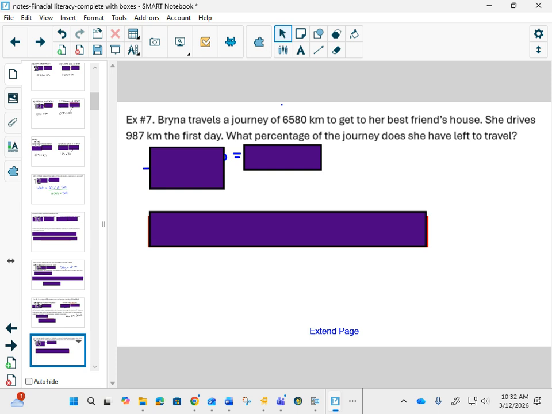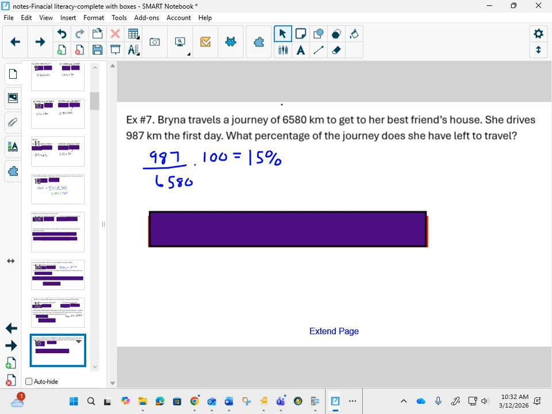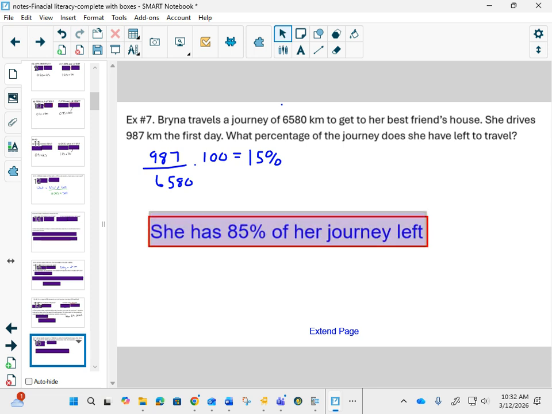Well, if we figure out that 987 out of 6,580 is 15%, how much left does she have? 15% is what she's done. She has 85% of her journey left.